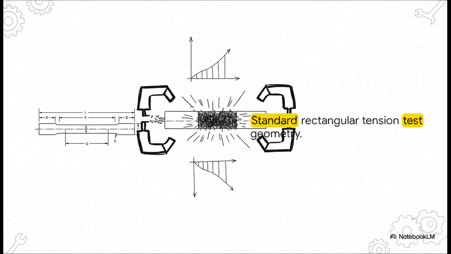Now, to get accurate readings, you can't just hook up any random chunk of metal to a machine and start pulling. You need a highly standardized geometry, like the standard rectangular tension test specimen. It kind of looks like a dog bone, right? Notice how it's wide at the ends where the machine grips it, but it actually tapers to a reduced cross-section right at the mid-length. This is totally intentional. The design ensures a uniform distribution of stress and forces the fracture to happen right in that narrow gauge zone. We're literally engineering a predictable failure just so we can measure it perfectly.